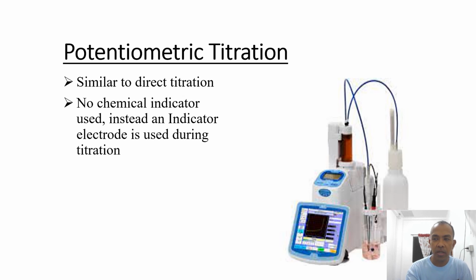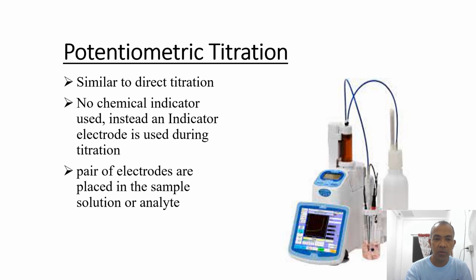So unlike, for example, the acid-base titration, where we use phenolphthalein or methyl red, here we don't use it. We will just use the indicator electrode to indicate the endpoint of the titration. So a pair of electrodes are placed in a sample solution or analyte.